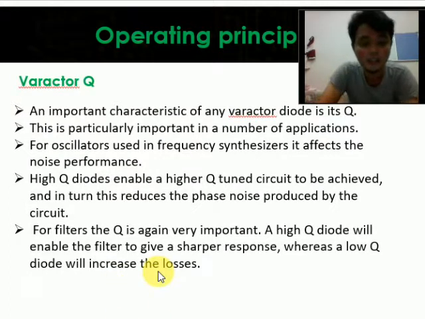Every diode has its own Q point, and so do varactor diodes. An important characteristic of any varactor diode is the Q point. For use in frequency synthesizers, it affects the noise performance. High Q point diodes enable higher Q tuned circuits to be achieved, and in turn this reduces the phase noise produced by the circuits. For filters, the Q is again very important. A high Q point diode will enable the filter to give a sharper response, whereas a low Q point diode will increase the losses.